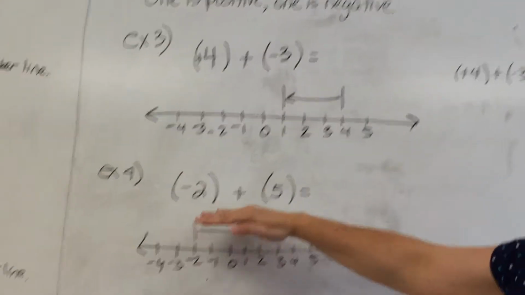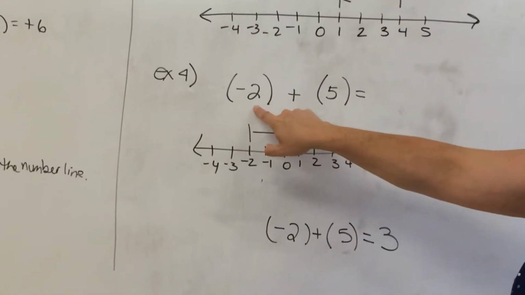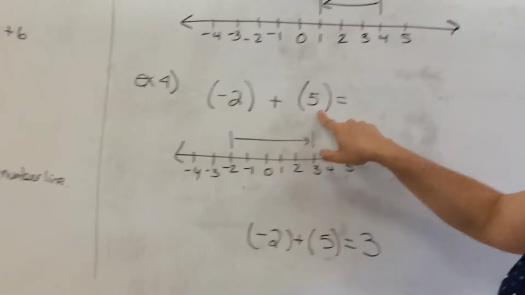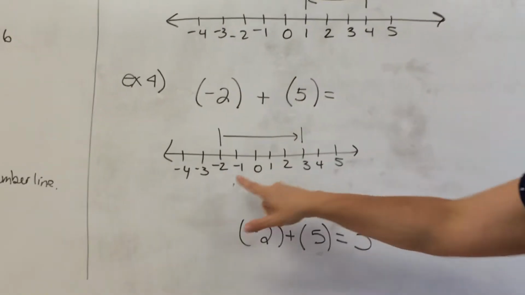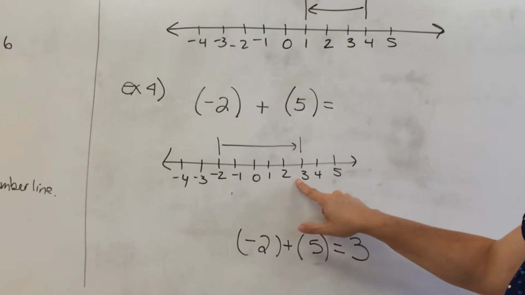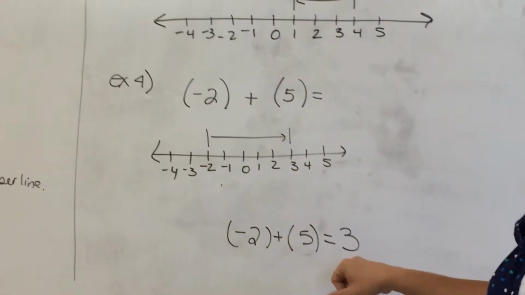Okay? Now, again, you have two different signs. So you have a negative 2. You're going to start there, and you're going to go positive 5. So positive 5 tells you go to the right. So negative 2, we're going to hop over 5, and we're going to end up at 3. So a negative 2 plus a positive 5 is 3.